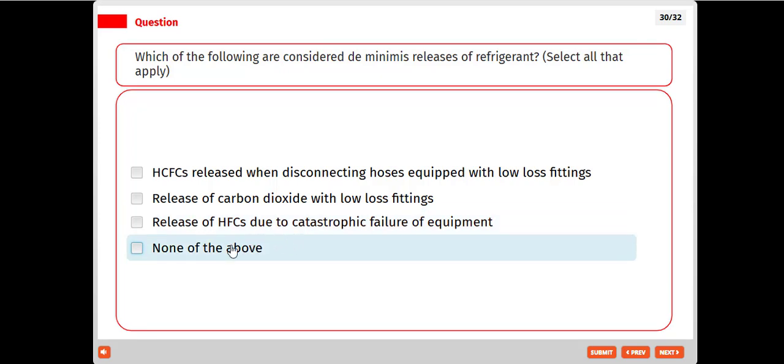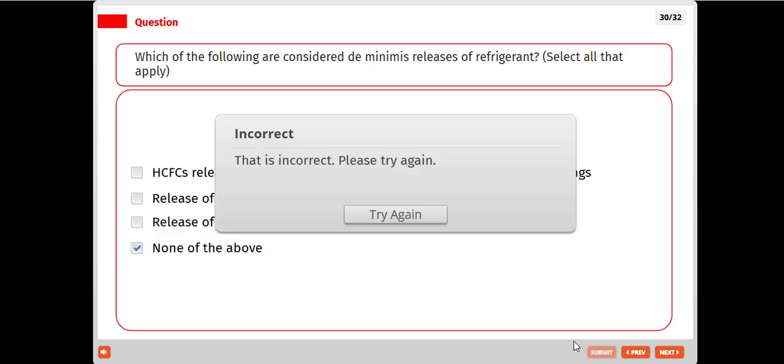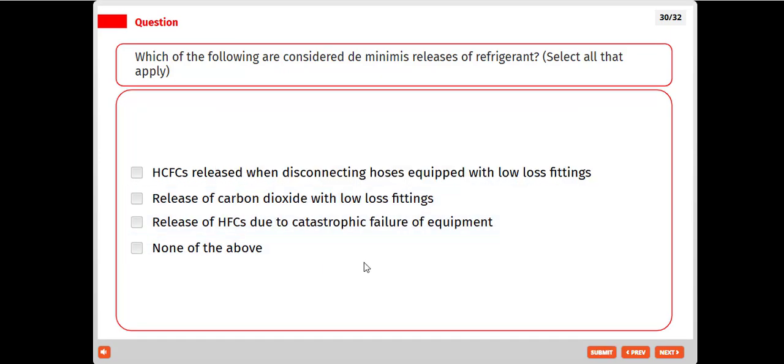Okay, I think it's none of the above. I don't know. No, none of the above. HCFC released when disconnected hose equipped with, yeah, to catastrophic failure.